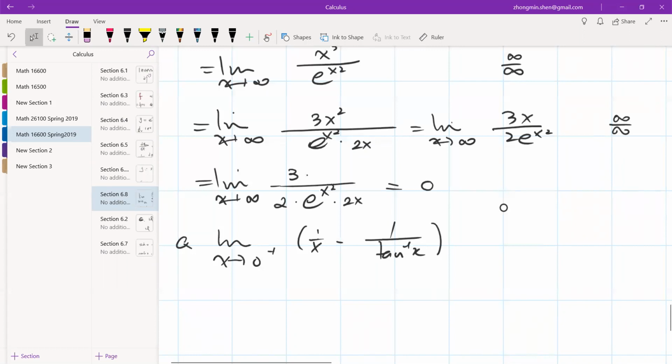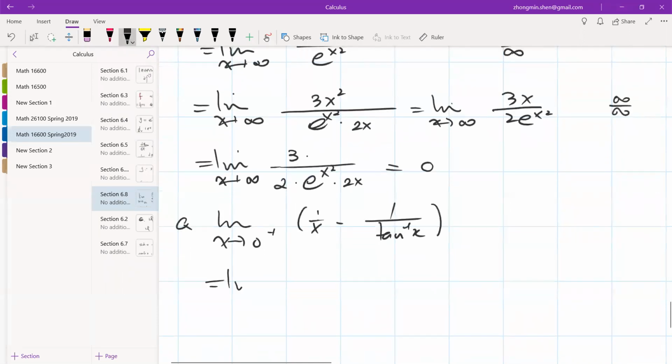This is not a quotient of anything, right? It's an infinity minus infinity type. I cannot apply L'Hopital's rule directly. Okay. So the only way I can do it is I'm going to combine them. I get arctangent x minus x. Then this is a quotient, right? So it's a 0 over 0 type.